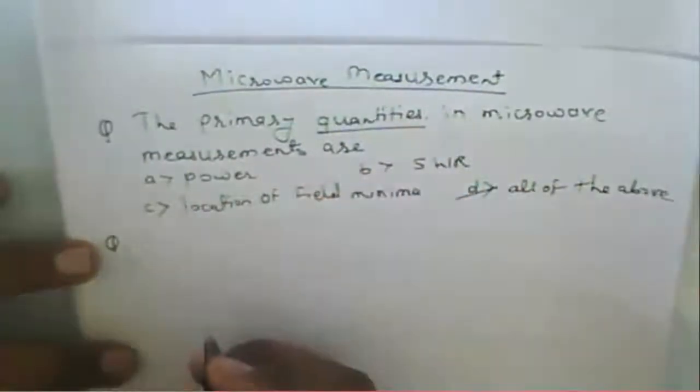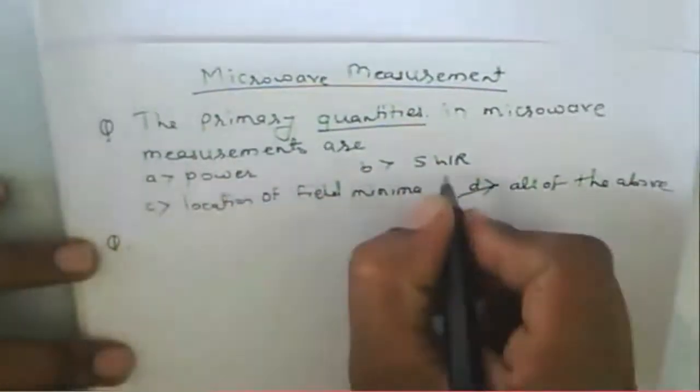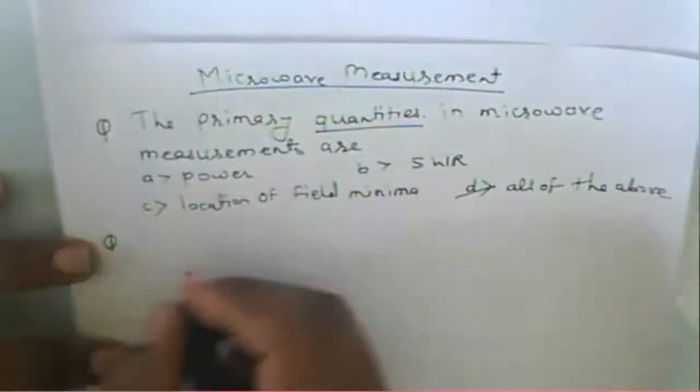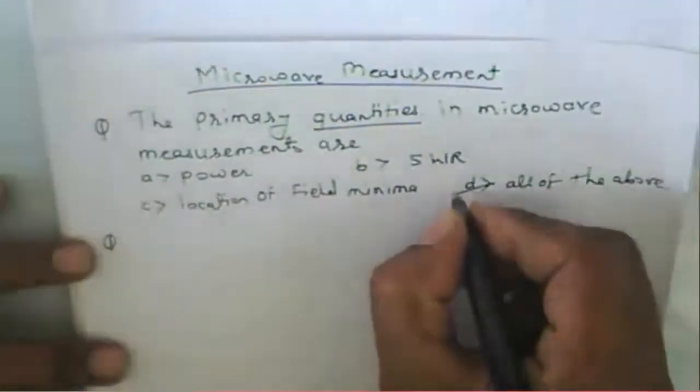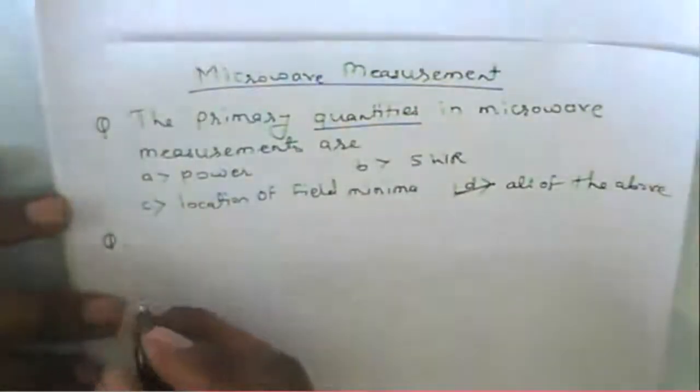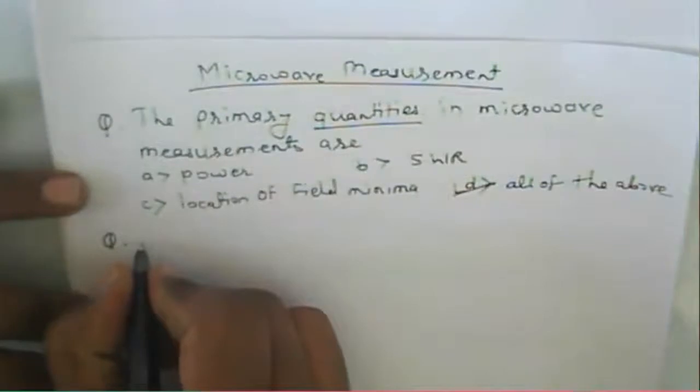For the primary quantities in micro measurements, we require power. We should know the SWR. We should know the location of a minima. So that's why the correct answer is D. All of you have given the correct answer. Thank you. Now we go to the next one.